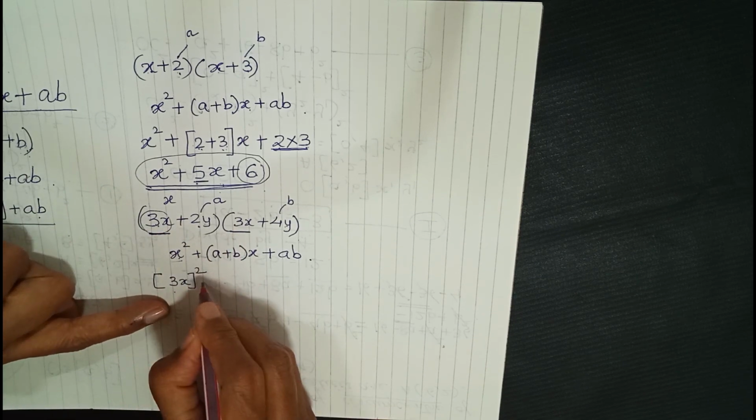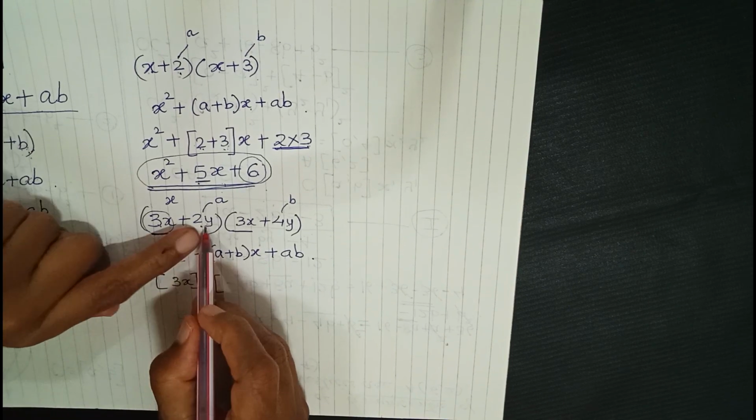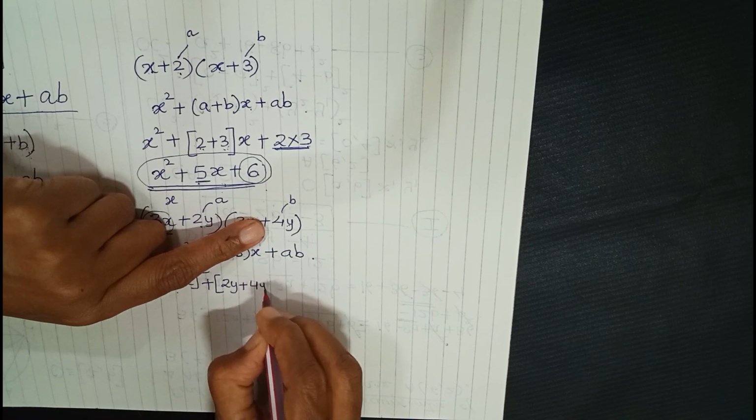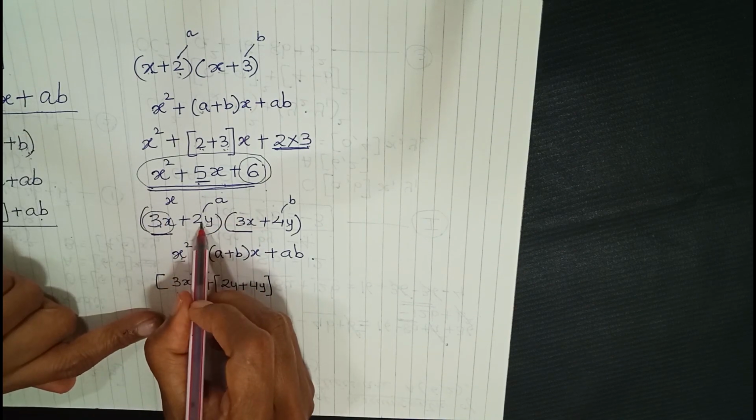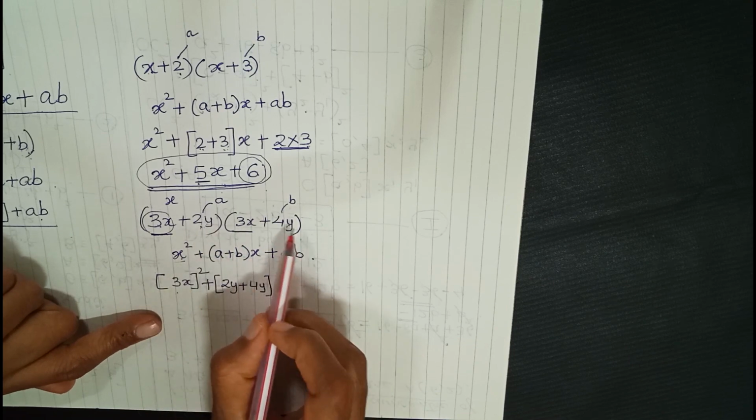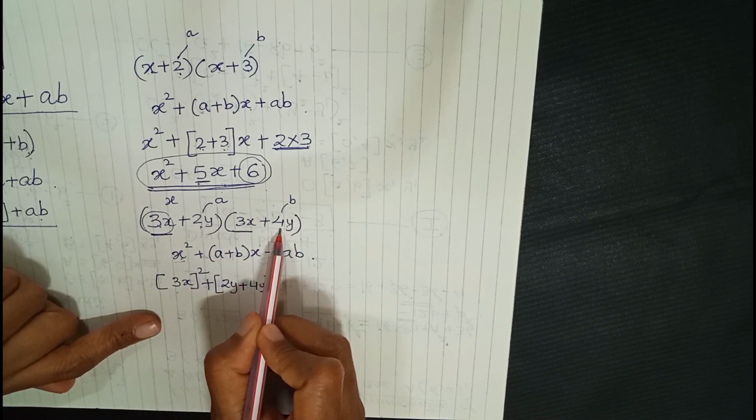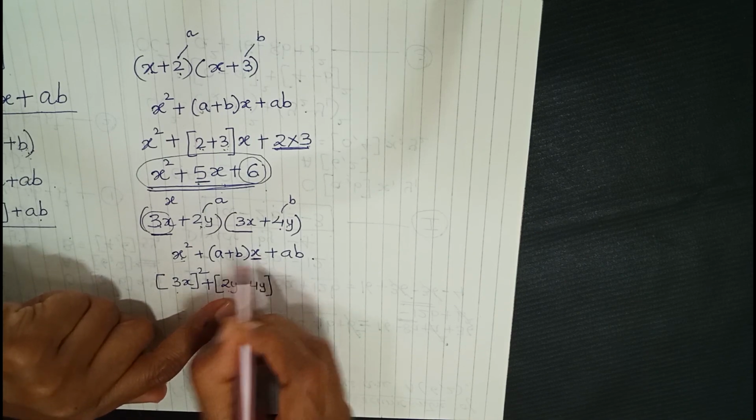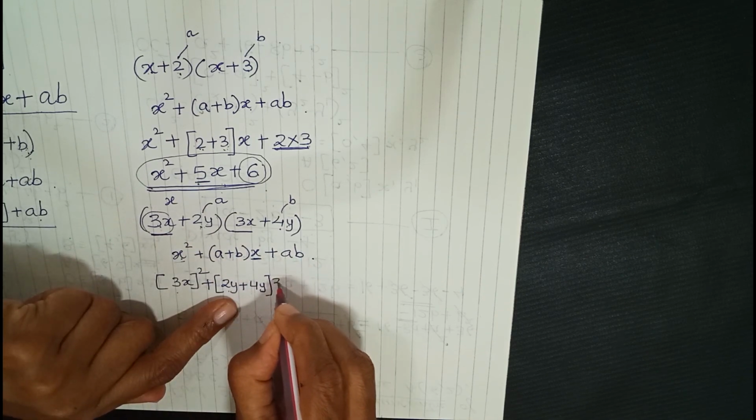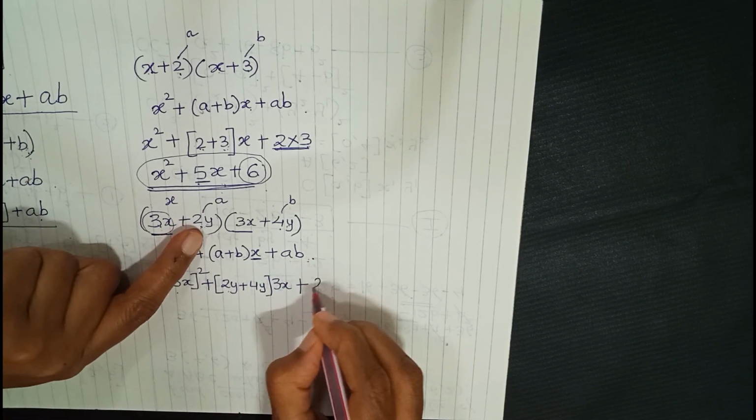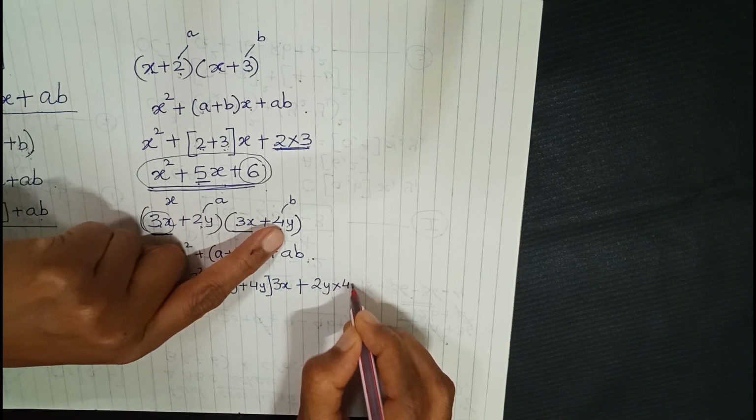So 3x square plus. Now what is a here? 2y. And what is b here? 4y. A is the second term in the first bracket. B is the second term in the second bracket. So we add them and we multiply with x. What is x? X is the first term. So 3x. Next, ab, so 2y into 4y.